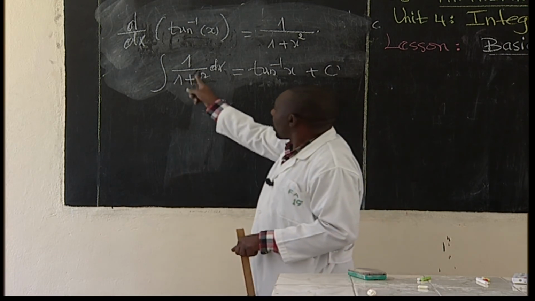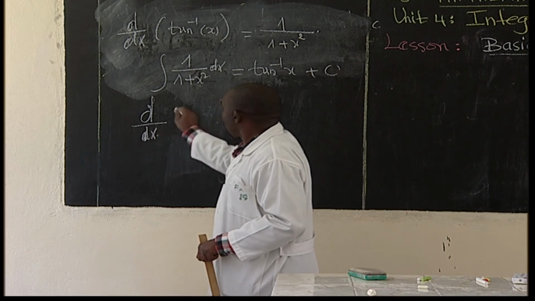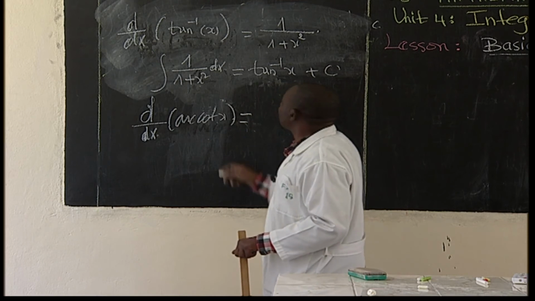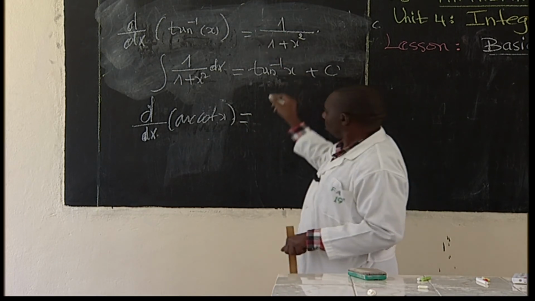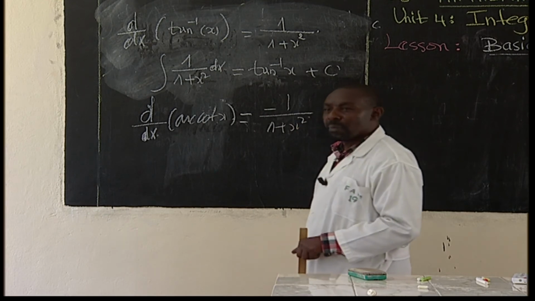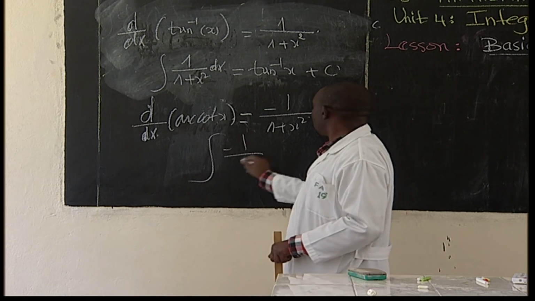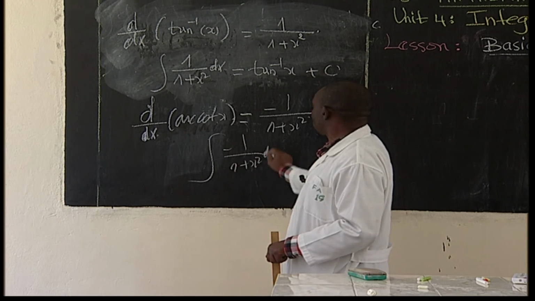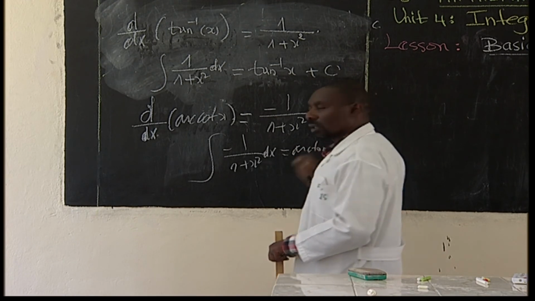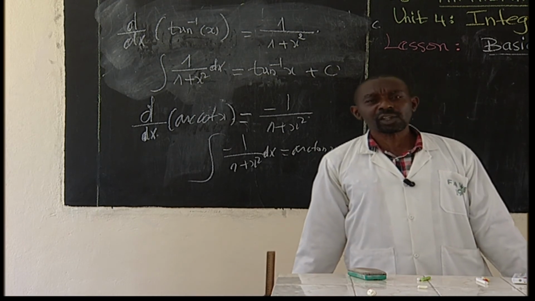Similarly for the derivative of arc cotan x, we just change the sign. It equals minus 1 over 1 plus x squared, means that the integral of negative 1 divided by 1 plus x squared dx is equal to arc cotan x plus c, right? Is that difficult? Not at all.